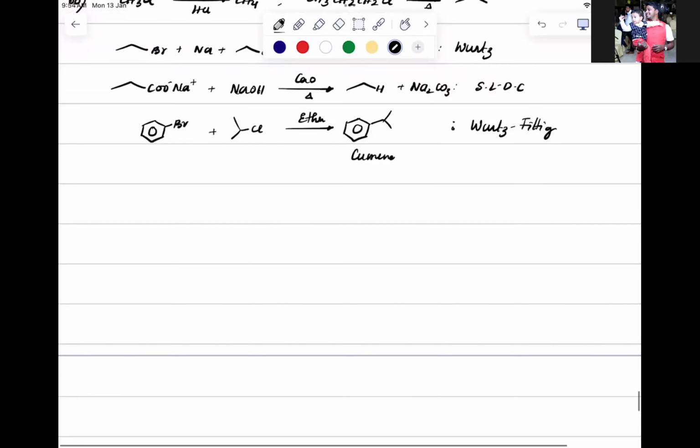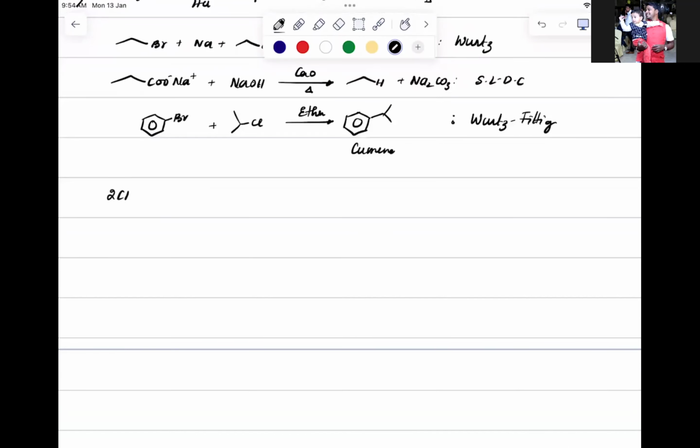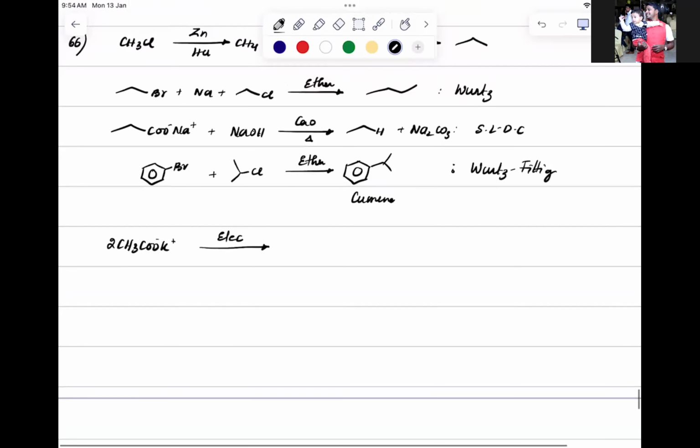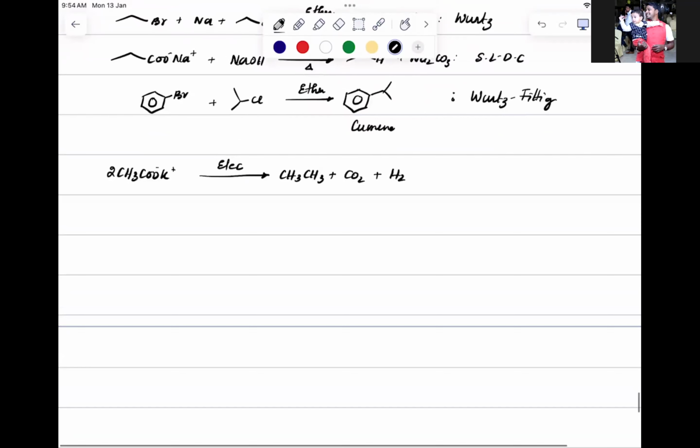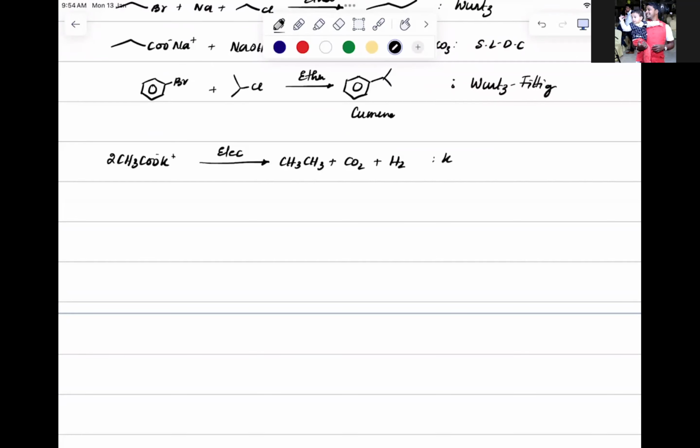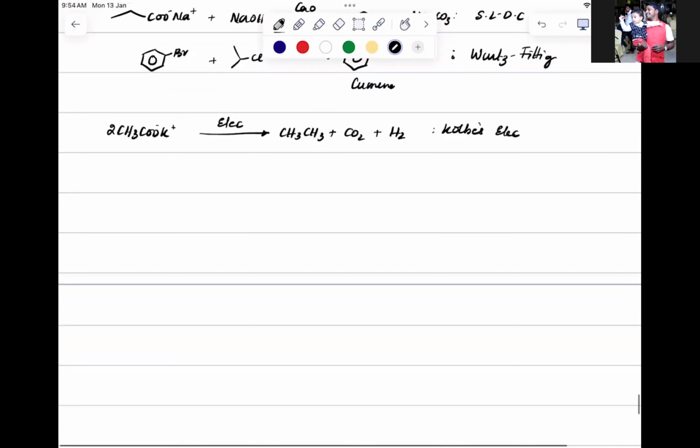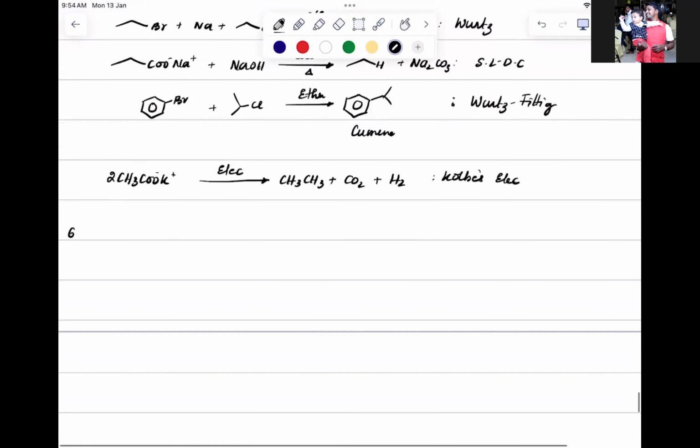Wurtz-Fittig reaction. Clear? If you have 2 moles of CH3COO-K+ in the presence of electrolysis, this is 66. Yeah, electrolysis. So we'll get CH3-CH3 plus CO2, and H2 gas is also being released. Correct? H2 gas is also released. And this is Kolbe's electrolysis. Kolbe's electrolysis. Okay.